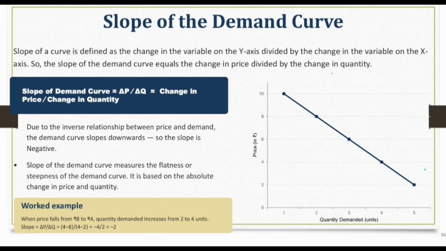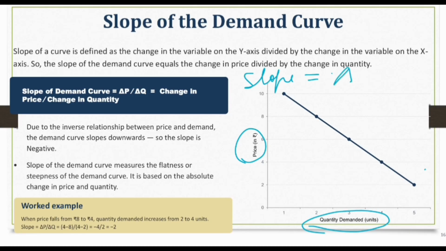Okay, so now let us read what the slope of the demand curve is. Slope of a curve is defined as the change in the variable on the y-axis divided by the change in the variable on the x-axis. So the slope of the demand curve equals the change in price divided by the change in quantity. So basically, the slope of the demand curve is equal to the change in price, which is denoted by delta P, upon the change in the quantity demanded.